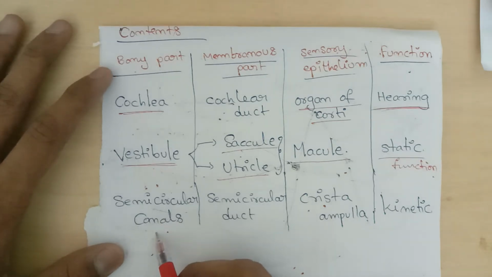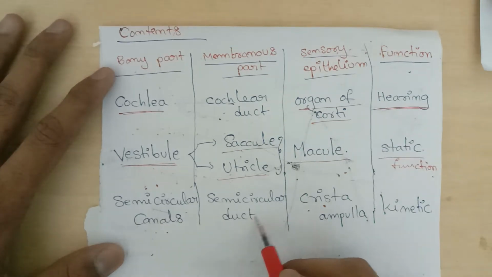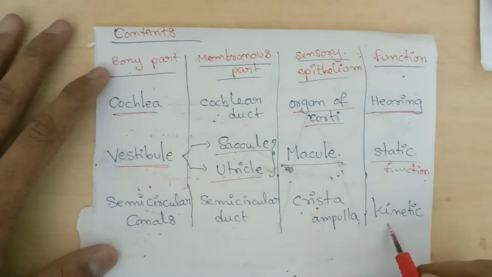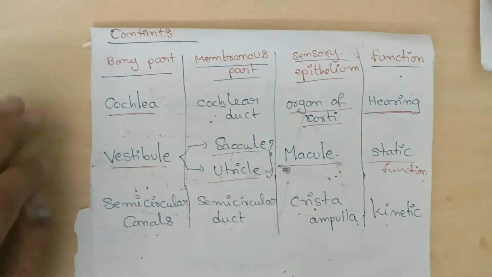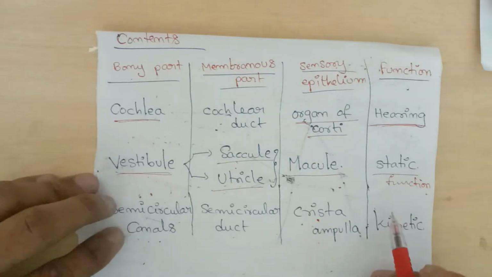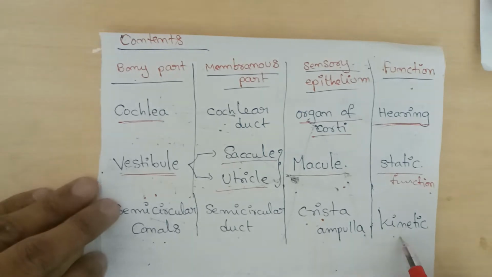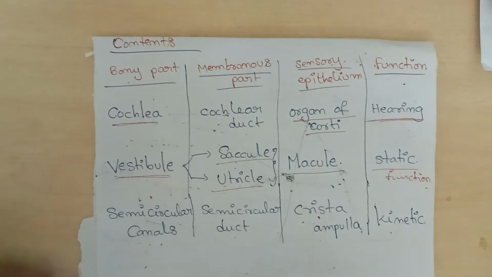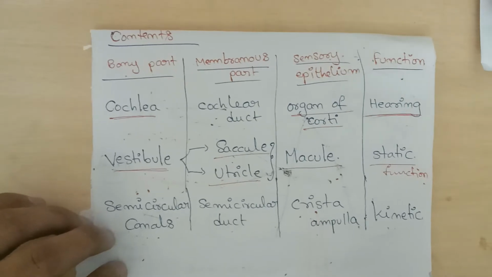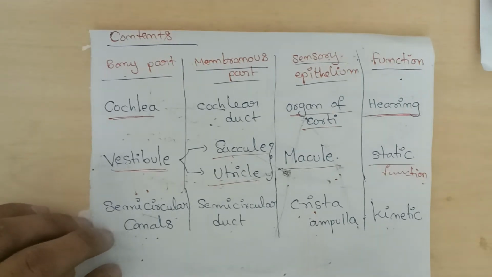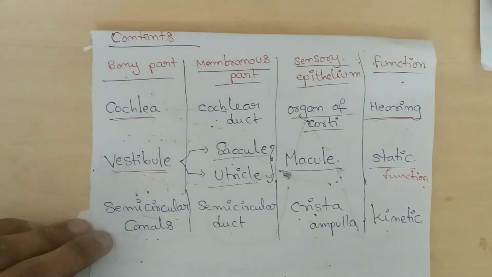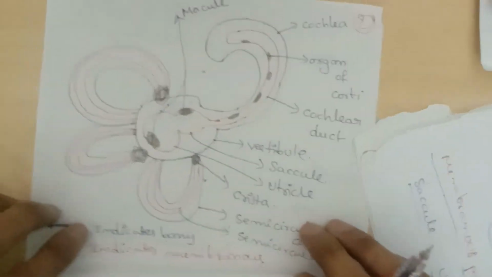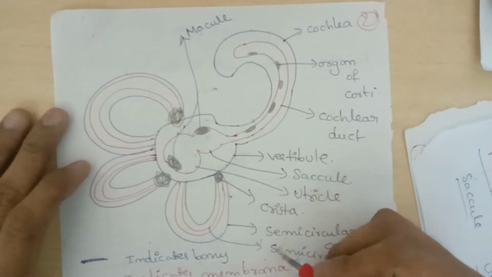The semicircular canal is a bony part, its membranous part is called the semicircular duct, and its sensory epithelium is the crista ampullaris. Its function is kinetic function, the moving function. Static function means there is no movement. In kinetic function, there is acceleration, moving forward, backward and downward, and in these situations the semicircular canals are the important parts which mediate these motions.